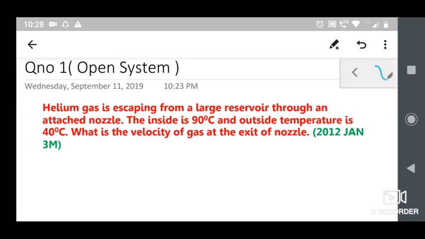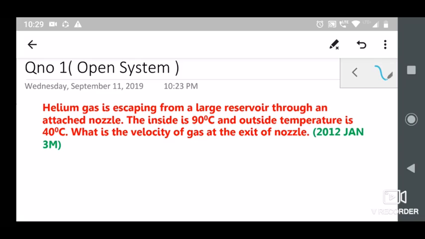The first problem I am going to solve is a simple problem which was asked in January 2012 for a 3 marks question. Let's read out the question first, understand it, and then solve it. A helium gas is escaping from a large reservoir through an attached nozzle. The inside temperature is 90 degrees centigrade and the outside temperature is 40 degrees centigrade. What is the velocity of the gas at the exit of the nozzle?